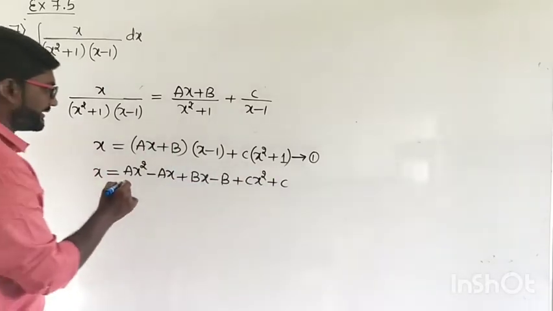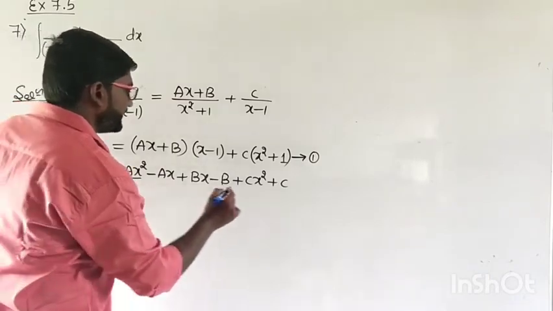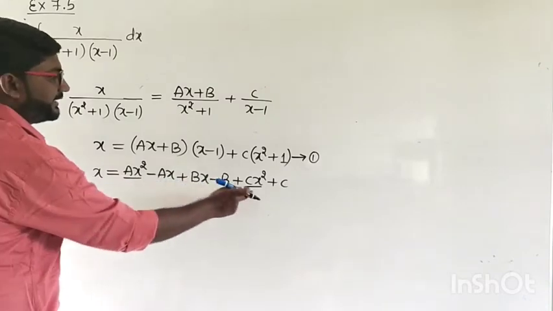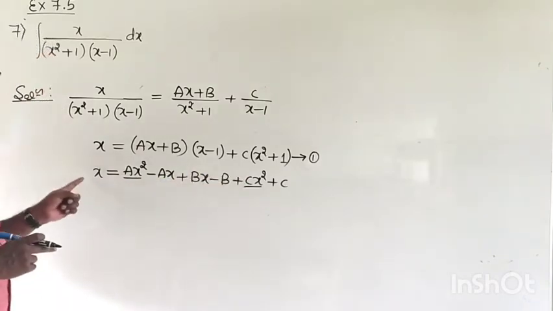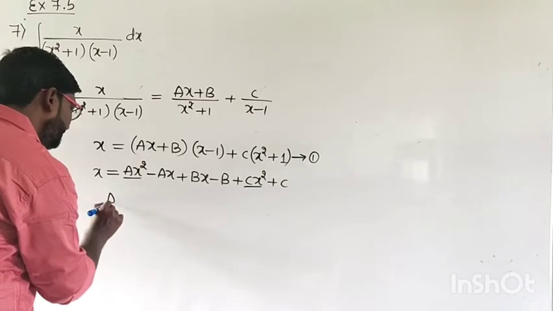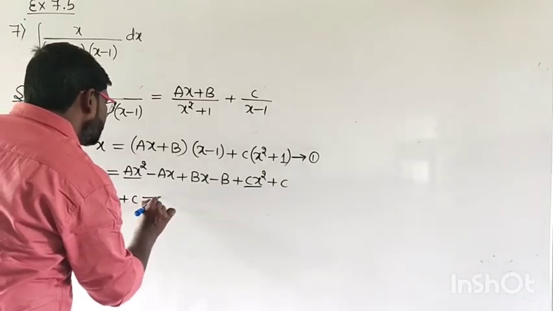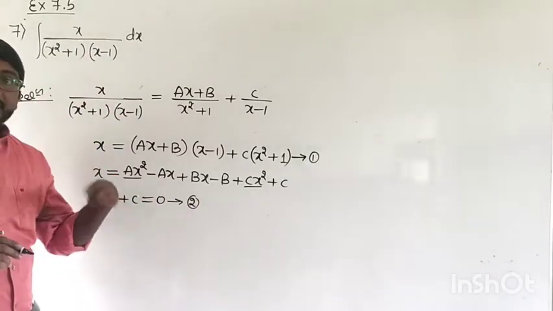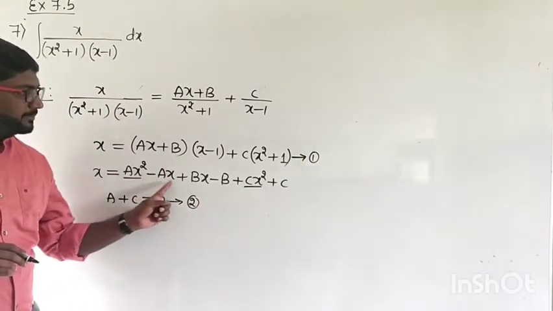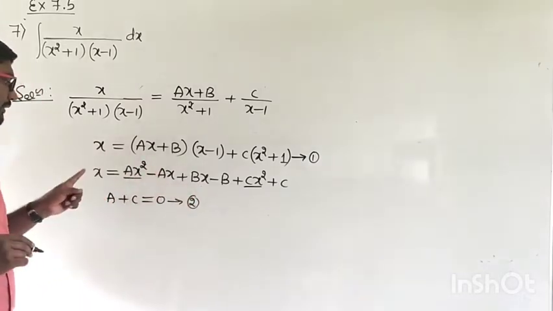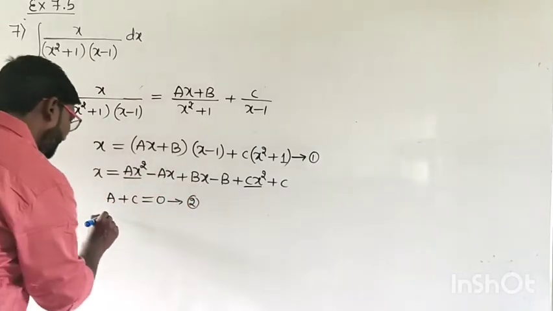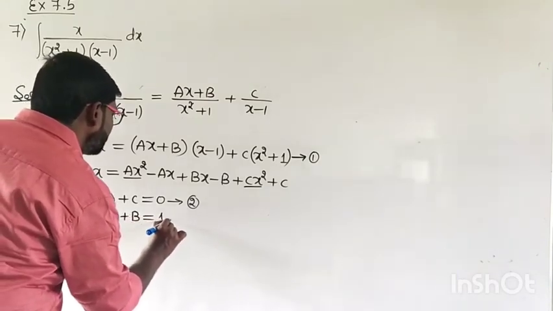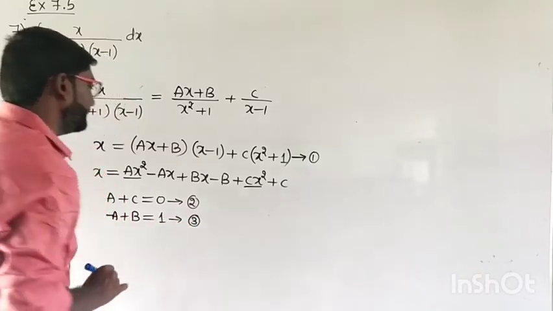So search for x square terms now. See here ax square and here cx square. So a plus c, what is the coefficient of x square? It is 0. So a plus c, which is equals to 0, I call this as equation number 2. Then I go for x term. See, minus a plus b equal to coefficient of x, it is 1. So minus a plus b, which is equals to 1, call this as equation number 3.